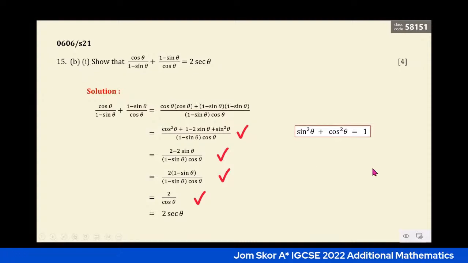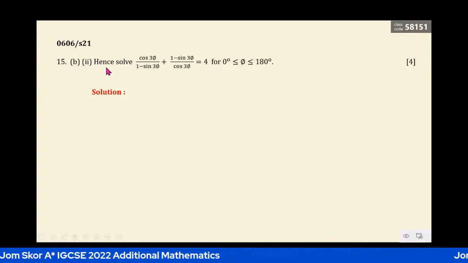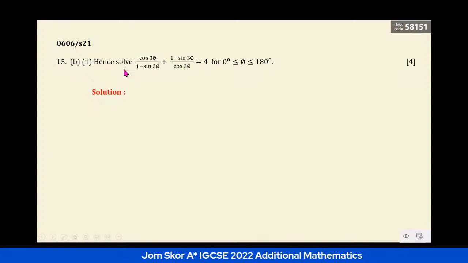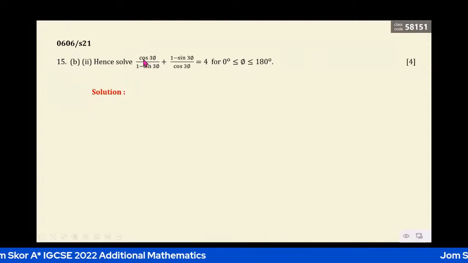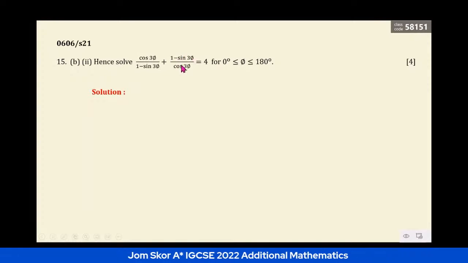Alright. So now we look at 15B2. Okay, 15B2, look, it says hence. When the question states hence, it means that you have to use whatever you got before. Alright, so now look at cos 3 phi. Okay, we call it phi here. Cos 3 phi over 1 minus sin 3 phi plus 1 minus sin 3 phi over cos 3 phi is equal to 4.